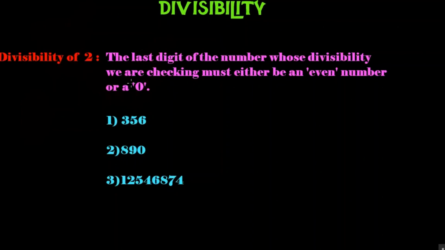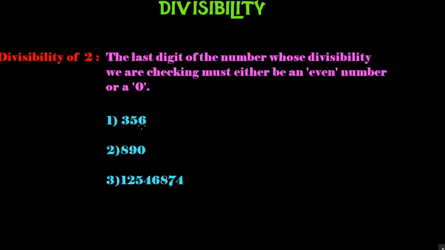For a number to be divisible by 2, the last digit of the number whose divisibility we are checking must either be an even number or a 0. Once again, if the number is to be divisible by 2, then the last digit of the number must either be an even number or it must be a 0. Now let's check out some examples.